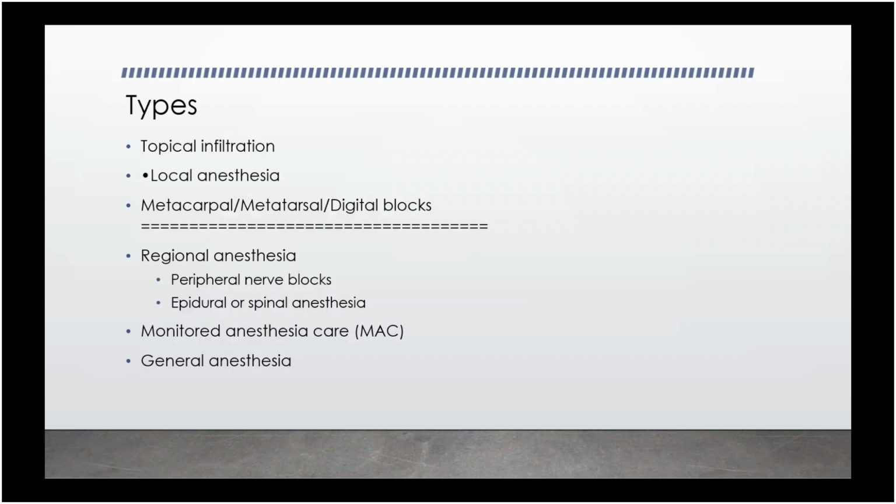On our types, so you have topical. You have local, you have your metacarpal, metatarsal, and digital blocks. Our regional anesthesia is going to be your peripheral nerve blocks, your epidural, spinal anesthetic, monitored anesthesia care, our MAC, and then our general anesthetic.